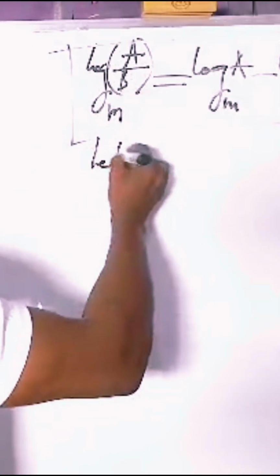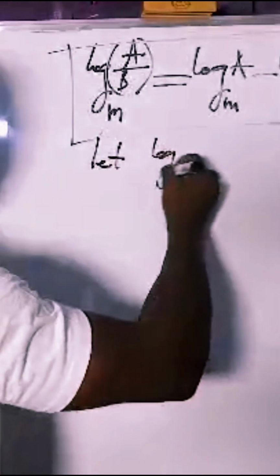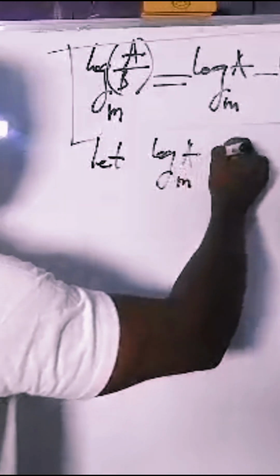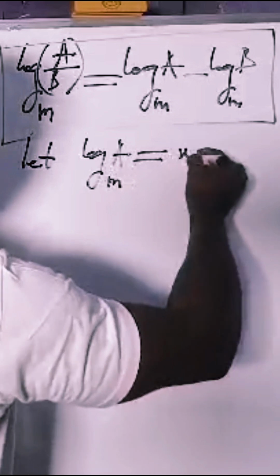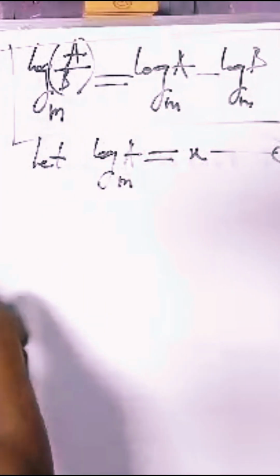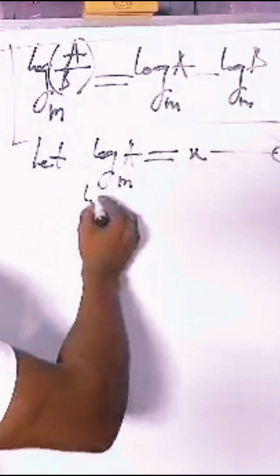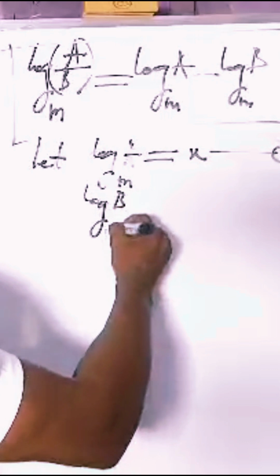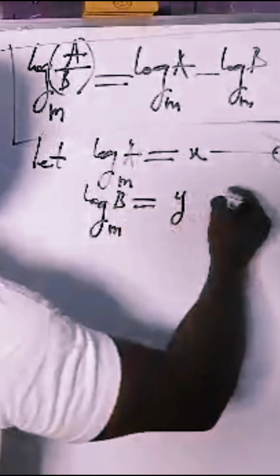To do this, I'll be saying, let the log of a to base m be represented with x. We call it equation number 1. Also, let the log of b to base m be represented with y. I will call this equation number 2.